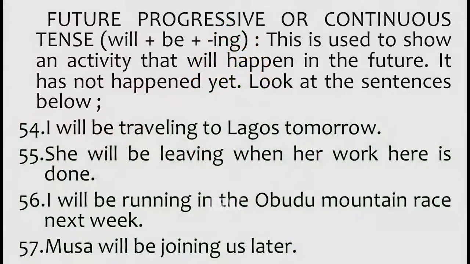Future progressive or continuous tense. In bracket, will plus be plus ing. This is used to show an activity that will happen in the future. It has not happened yet. Look at the sentences below.